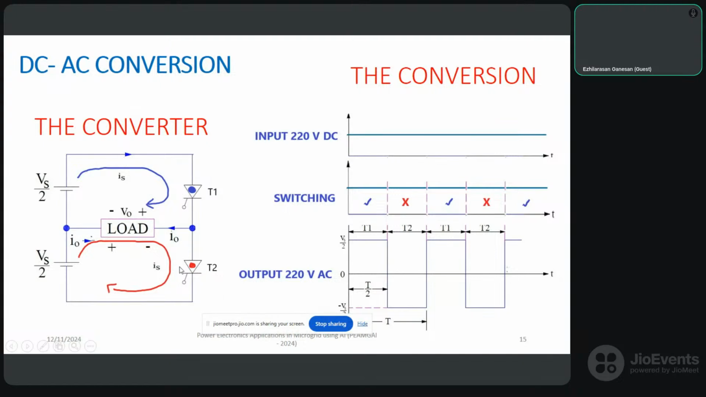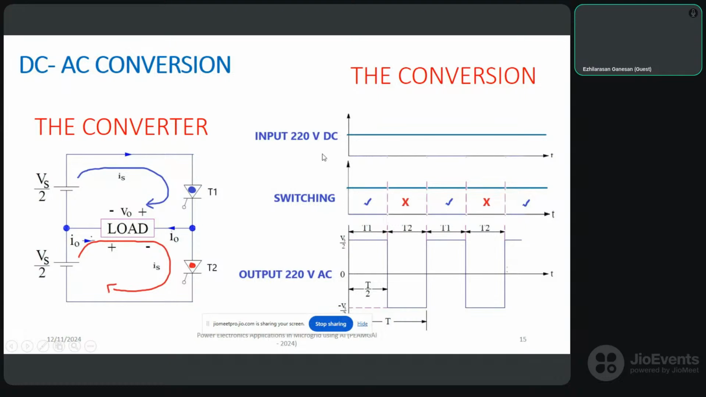T1 and T2 I have taken. So when T1 is conducting, you can see the blue arrow mark in which the current will flow through the load. When T2 is conducting, it is the red arrow mark, right? So I can see when T1 is conducting, the current and voltage directions are different through the load. When T2 is conducting, the current and voltage directions are different through the load.